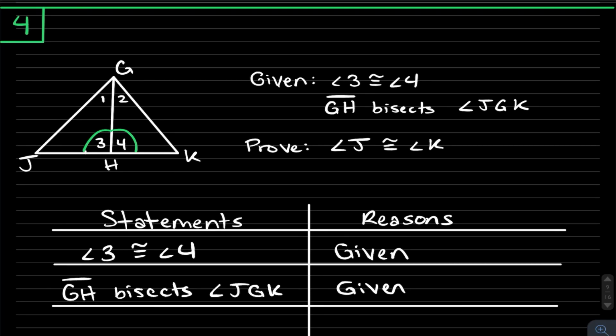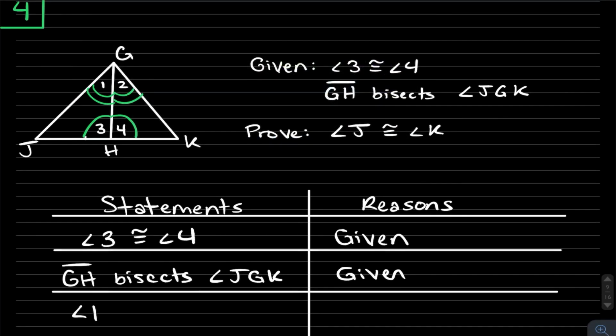Now, what does that mean again? Let's try to remember what our definitions told us. What does it mean if we have a segment bisecting an angle? If we have GH bisecting angle JGK, well, that means that this segment is cutting directly through the middle of the angle. And so what that means is that angles 1 and 2 would have to be congruent. They have to be the same, or else GH wouldn't be splitting through the center and therefore would not be bisecting angle JGK. Okay? And so we write that down. Angle 1 is congruent to angle 2. How? Because that's just the definition of an angle bisector. You can write angle bisector.